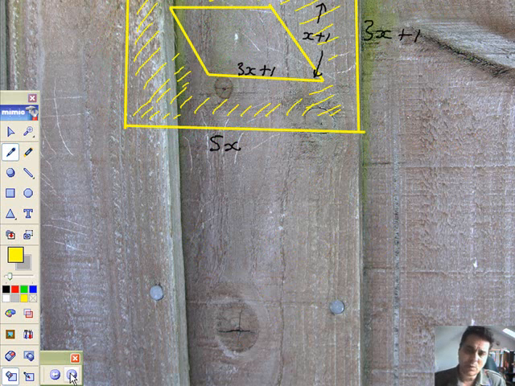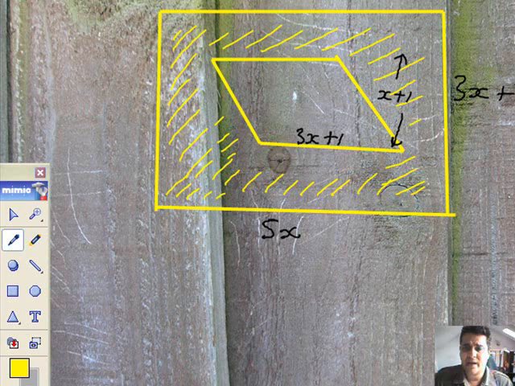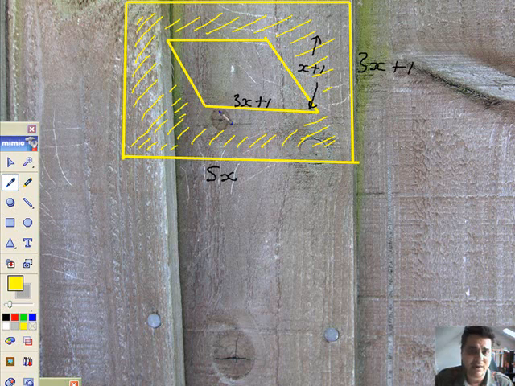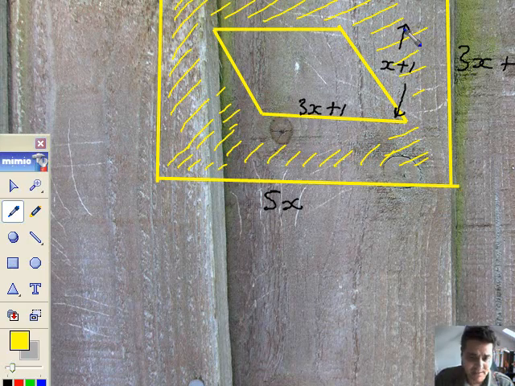Right. Well, that's my version of the picture on page 252, question 8. I've got a rectangle. There it is. It's obviously not a square because 5x is different from 3x plus 1. And here I have a parallelogram. By the look of it, it's not a rhombus, I don't think. It's 3x plus 1 with a height of x plus 1. That's the background. Now here's the question.